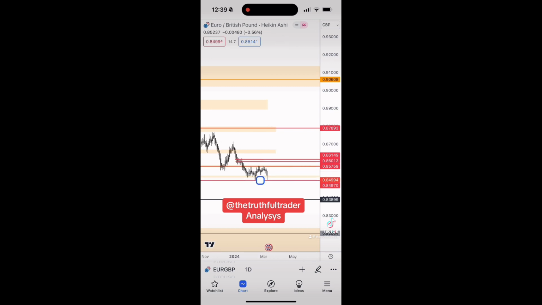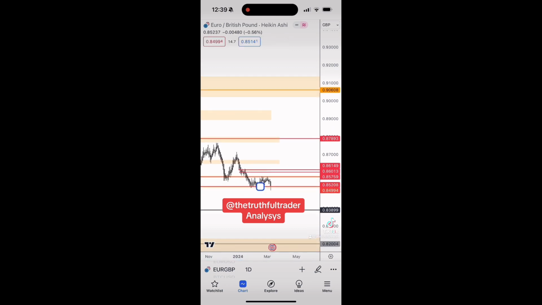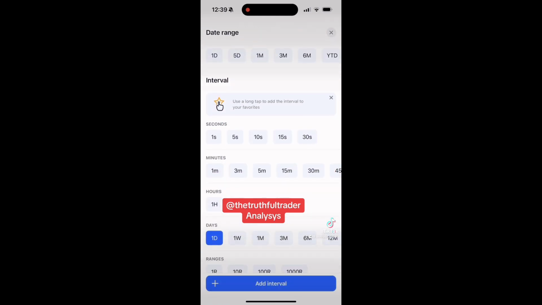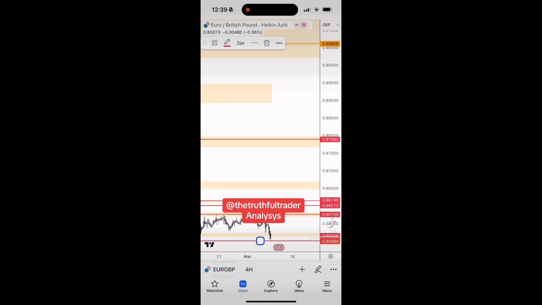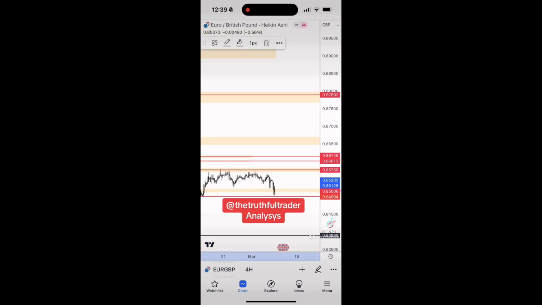Let's move into the Euro GBP. Again, this is just stuck in a range, this one. But we have seen it go down to make a double bottom here. The level is 84.994, which we've hit again here.